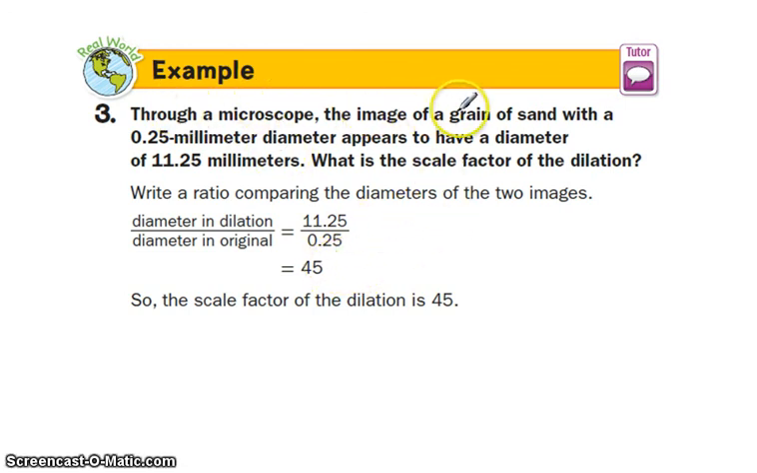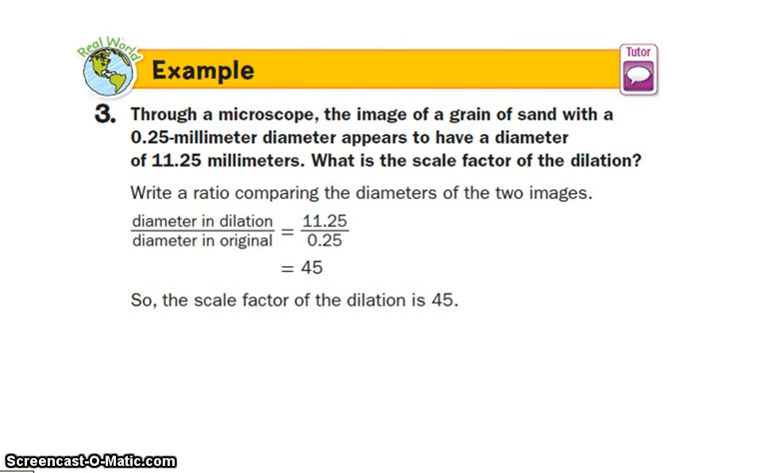Through a microscope, the image of a grain of sand with a 0.25 millimeter diameter appears to have a diameter of 11.25 millimeters. What is the scale factor of the dilation? All we have to do is make a ratio. Okay, we know that the image is getting bigger. Okay, so we put 11.25 on top. We divide it by 0.25, and when we divide it, we get 45. So the scale factor is 45. It's 45 times bigger, okay, using the microscope.